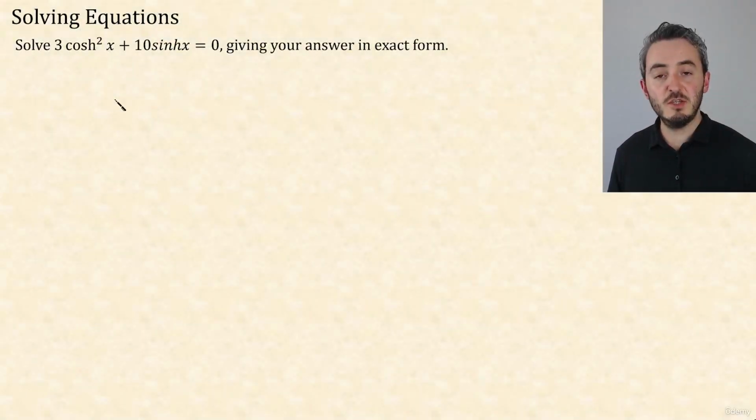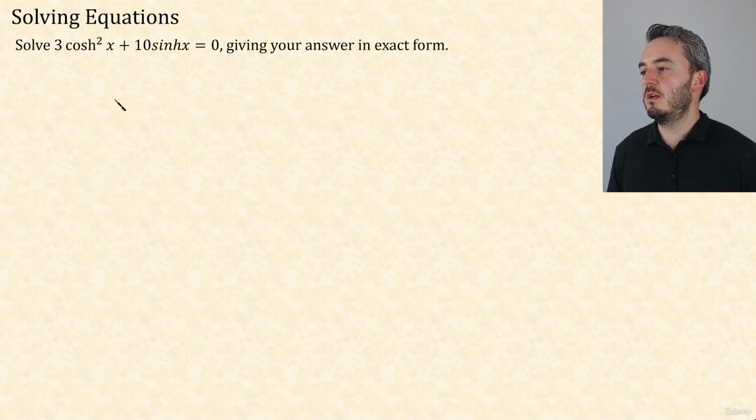In this video, we're continuing to look at solving hyperbolic trig equations. So, solve 3 cosh squared x plus 10 sinh x equals 0, giving your answer in exact form. So, pause the video and try this yourself.